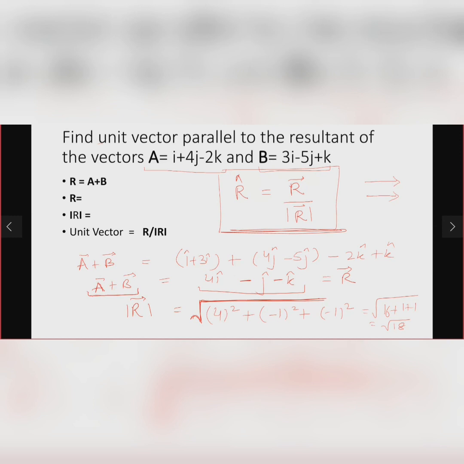So you have to go step by step. First you will find the resultant of these two vectors. Then you will use the formula for unit vector. The formula for unit vector is the vector divided by its magnitude. Clear, everyone?